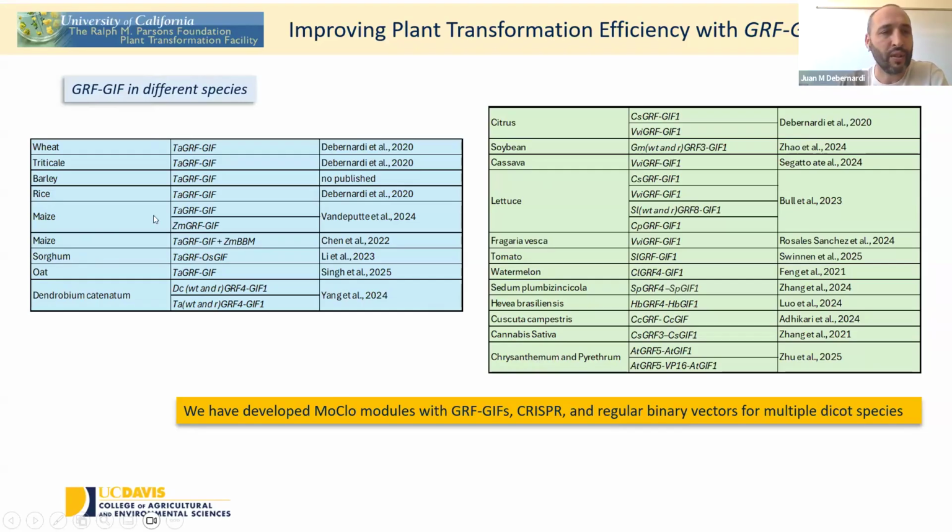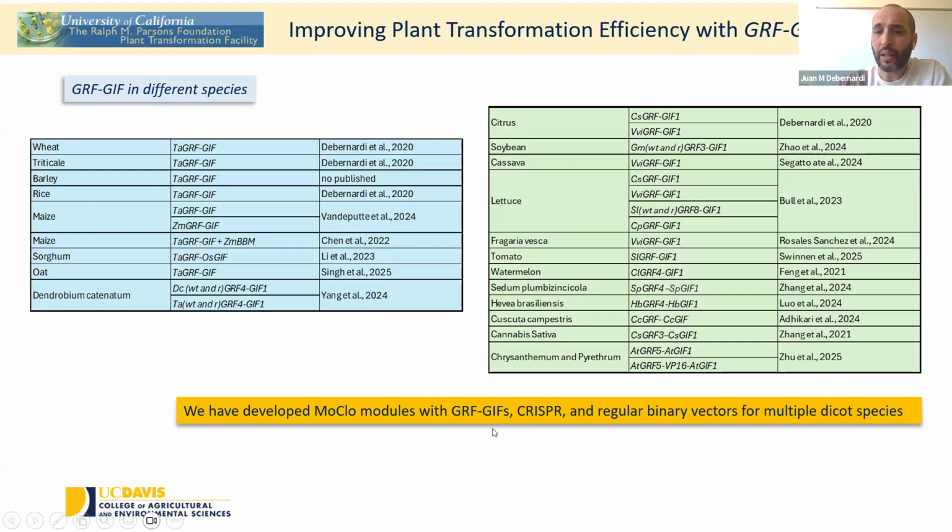I saw that in the audience is Lawrence. With Lawrence, we published together. Lawrence led that work using CRF sheaf in maize, and he also combined and showed that using CRF sheaf with ternary vector actually makes a big effect. And then there are multiple other examples of the use of CRF sheaf in dicots.